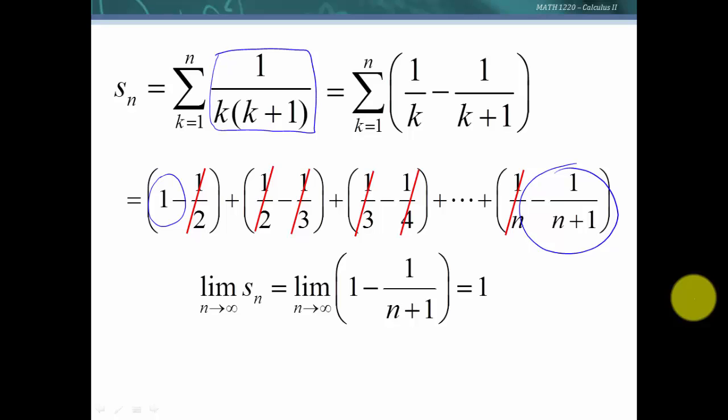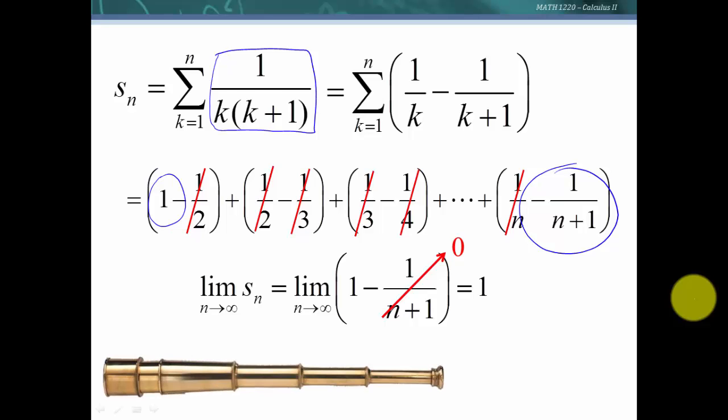So we could take the limit as n goes to infinity of the first term minus the last term, and as n goes to infinity, that's going to go to 0, and so we have this equaling 1. So this series converges, and it converges to 1.